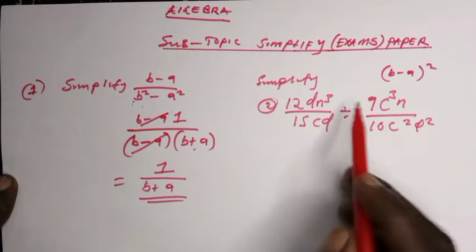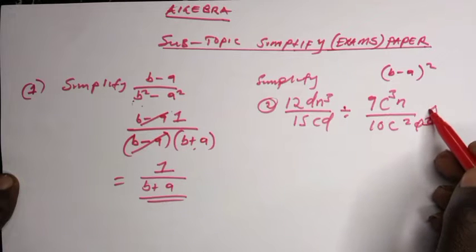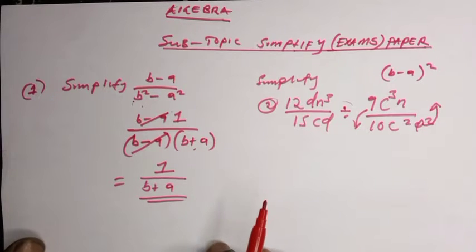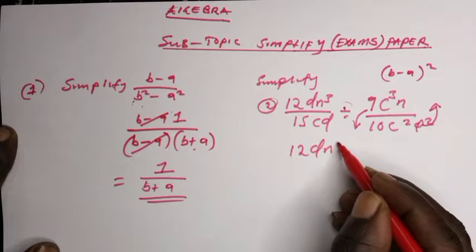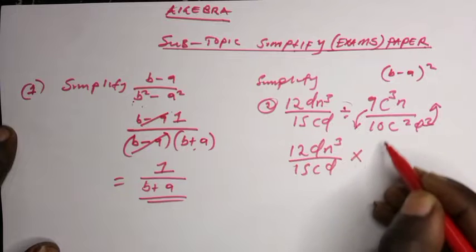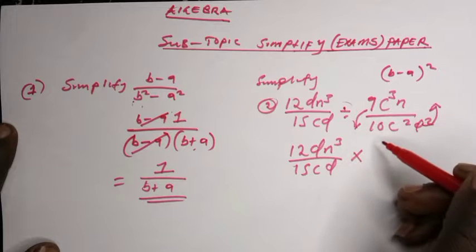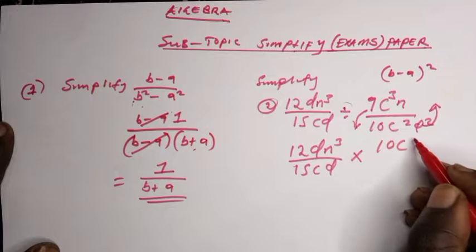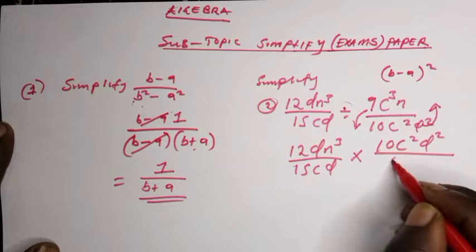The moment you see this division here, just know that you have to change it. This one will go on top and this one will go on down, and you change the sign, so it will be multiplication. So it will be 12d power 3 over 15cd times the reciprocal: the numerator becomes the denominator, and the denominator becomes the numerator.